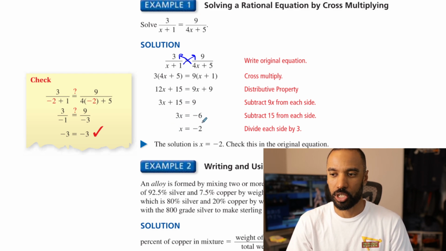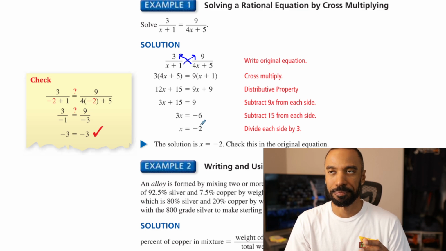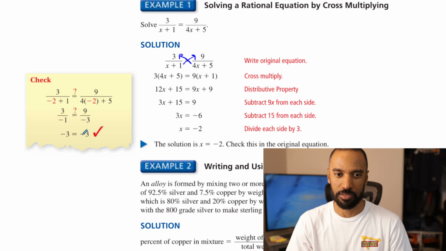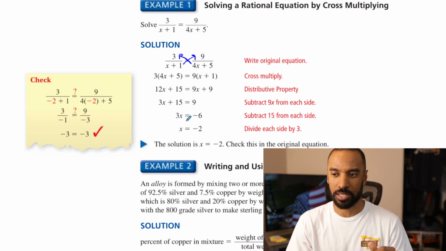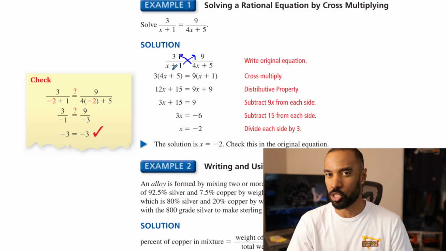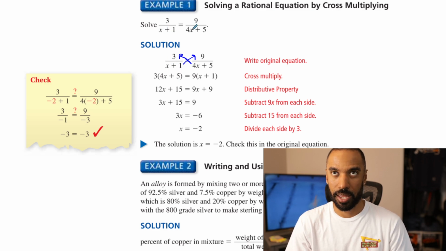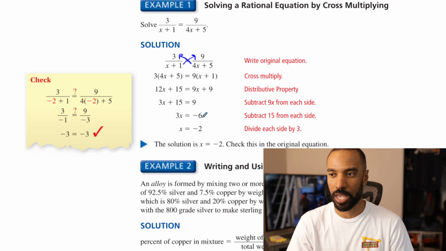Now, you should double check this. I don't think you have to substitute because that's what they're doing here. They're substituting to make sure left side equals right side, and that's all good and great. I'm not double checking to see if the left side equals the right side. I'm double checking here to make sure that -2 wasn't a domain restriction value. My domain restriction values would have been -1 and -5/4. So as long as x isn't one of those things, you're good. So -2 should be fine. Just kind of keeping that in mind.